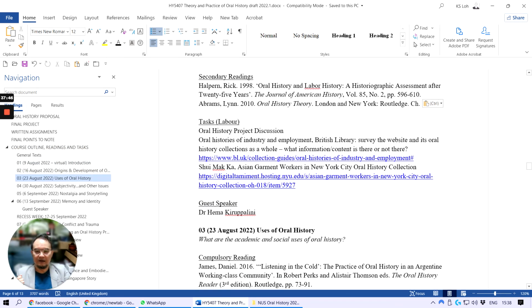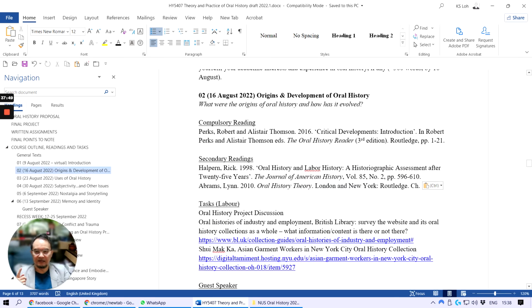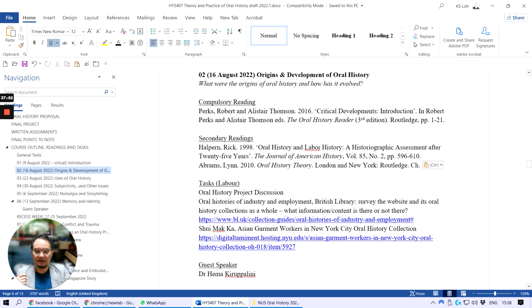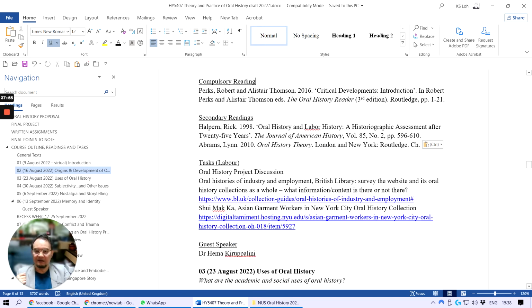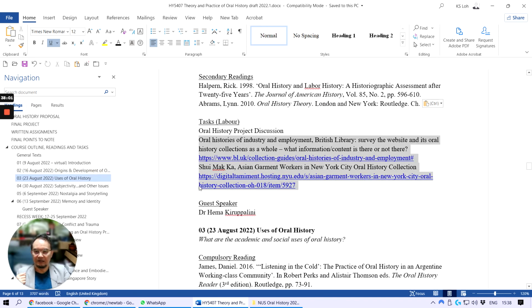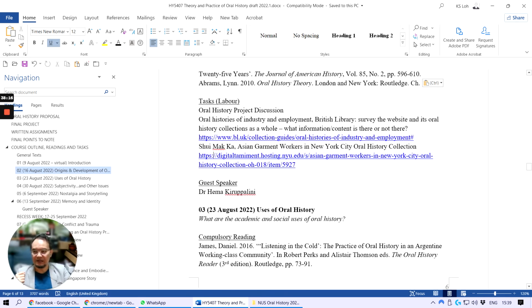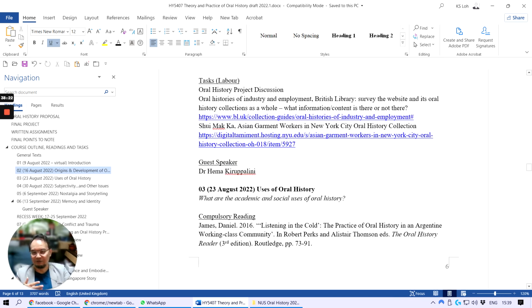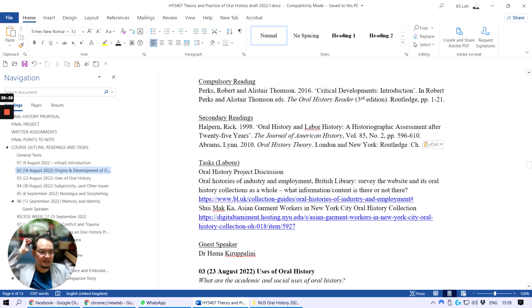All right, so it's going to end here soon. Almost up already. Next week, please come prepared. Do the reading by Robert Perks and Thompson, and look through the 2 oral history collections online, the British Library and the New York Oral History Collection, which has a very interesting interview by Sri Makka. And then we'll have a guest speaker as well. The guest speaker will usually come in at the beginning at 6, and Dr. Herma Kirupalini will be joining us to talk about her wonderful research on the Guptas.